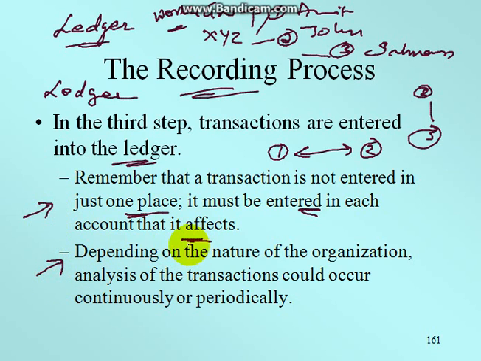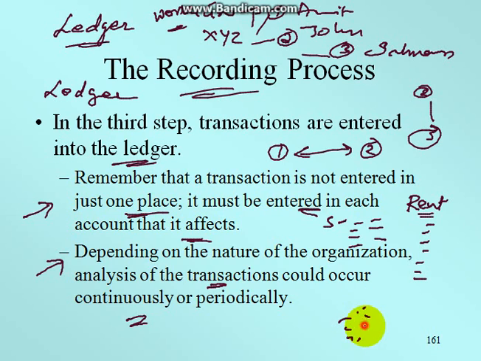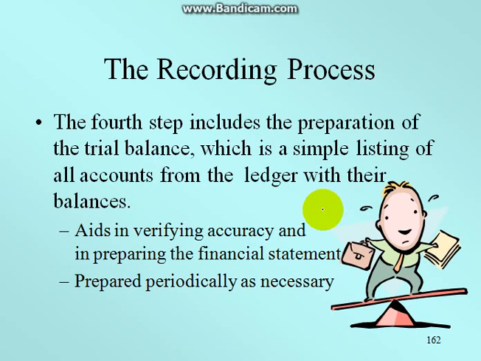Depending upon the nature of the organization, analysis of transactions should occur continuously or periodically. If there are some consistent entries, for example, if the rent is to be paid on a monthly basis, these entries will be recorded monthly. If you are selling a product every day, the sale and purchase entries are consistent entries, where every day the transaction effect will take place. For example, if you are paying anyone, then accordingly that will affect the transactions. So this is how the recording process is going to play out.